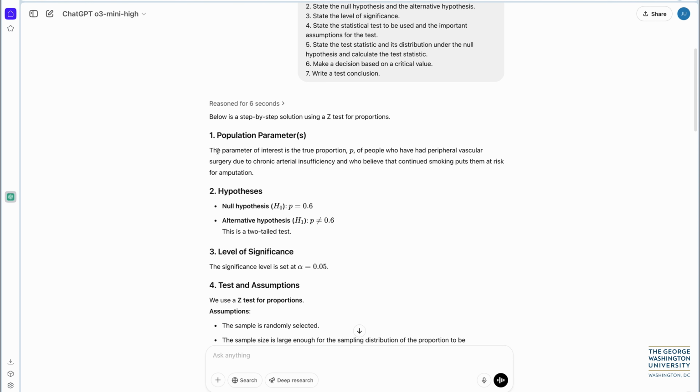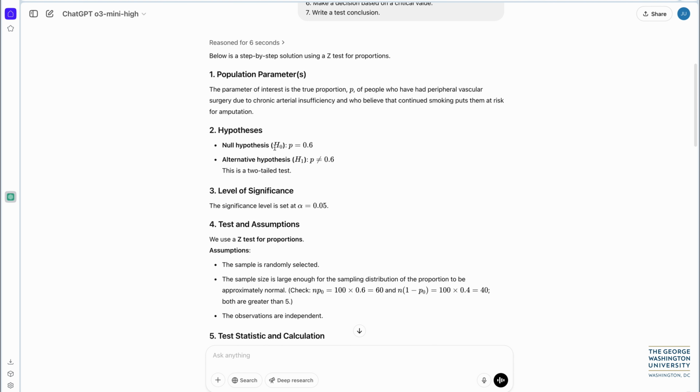It said that the population parameter of interest is the true proportion p of people who've had peripheral vascular disease or surgery due to chronic arterial insufficiency and who believe that continued smoking puts them at risk for amputation. So see how nicely well written out that was. In the correct version there, you should not actually put p sub 0 because that's the value under the null hypothesis. That's not what we're interested in. We are interested in this true population proportion.